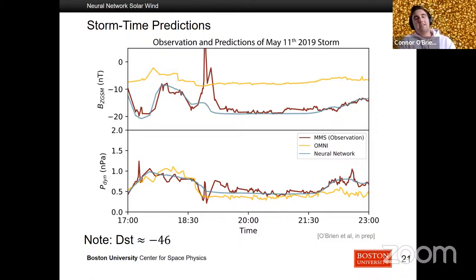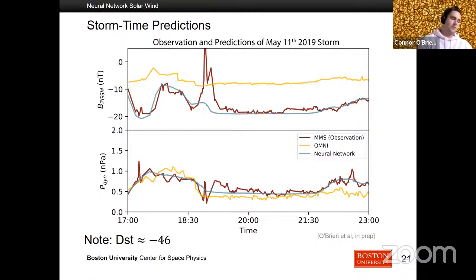And what we can see is that even in this very simple form, this fully connected neural network absolutely nails the Z component of the magnetic field shown at the top here in a way that Omni does not. And similarly outperforms Omni on dynamic pressure as well, even though the difference is not as stark. Also, dynamic pressure here is calculated. It's not a component that is output by our model, but our models output all the components necessary to calculate dynamic pressure.